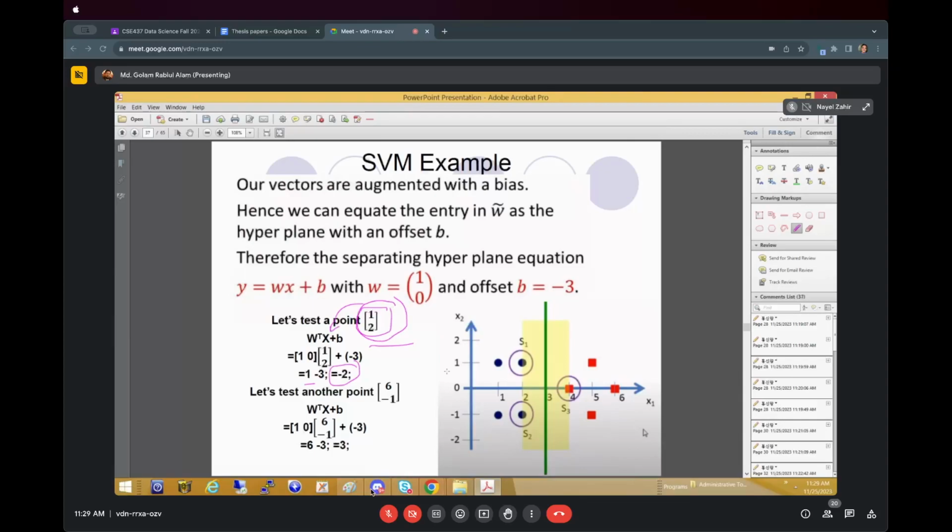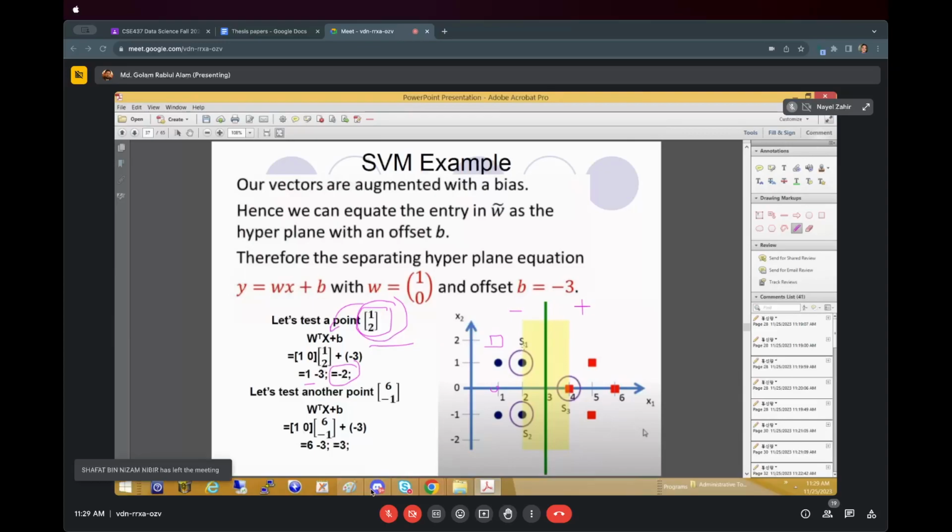Okay, so now you can see here there is 1 and 2, x1 is 1 and x2 is 2. That means we will get the point at this location. And this side is negative. Okay, this side is negative. Previously we assumed that this side is negative and this side is positive.